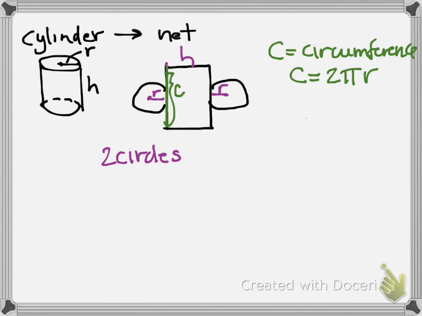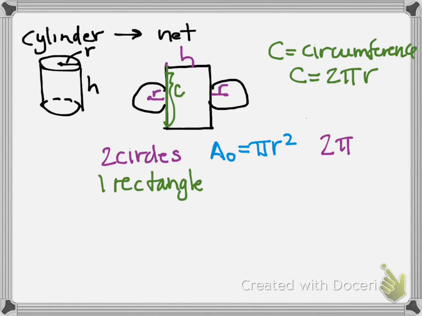and 1 rectangle. For surface area, we need to figure out the area of each of these. So what is the formula for the area of a circle? Pi r squared. But how many circles do I have? 2. So I'm going to write 2 pi r squared. That is for the 2 circles, so the area of the 2 circles is represented by 2 pi r squared.